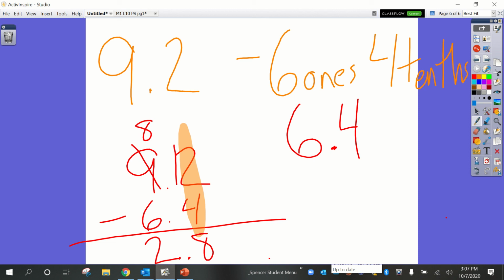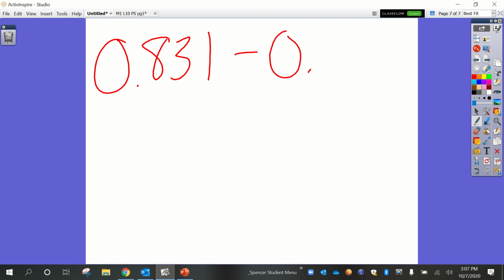I think we can just go on to doing some straight up standard algorithm practice now. So let's just take 0.831 and we're going to subtract 0.292. So 831 thousandths minus 292 thousandths.